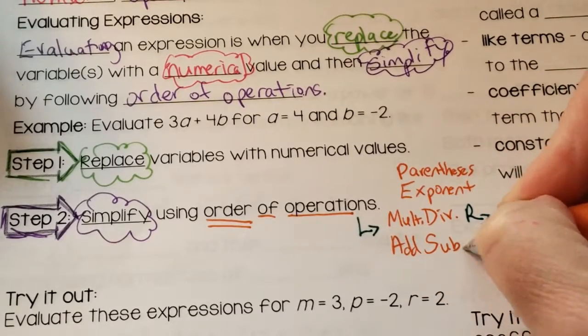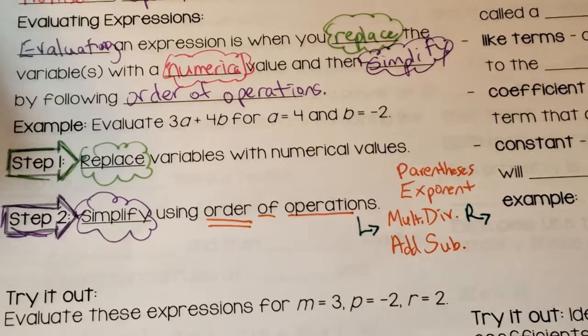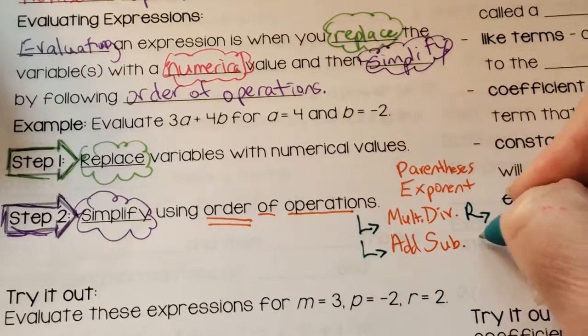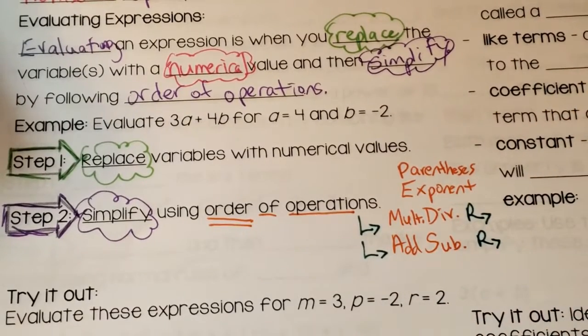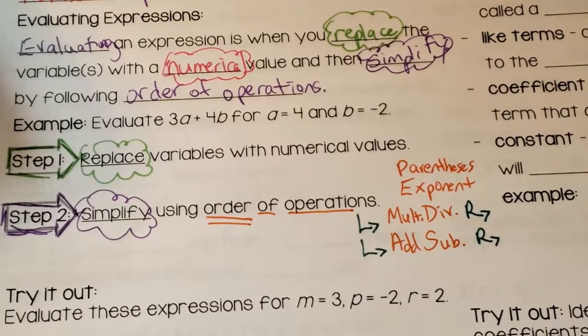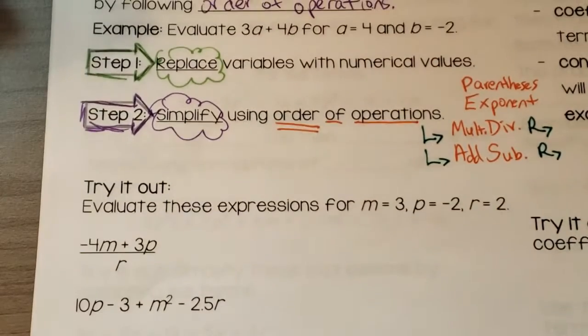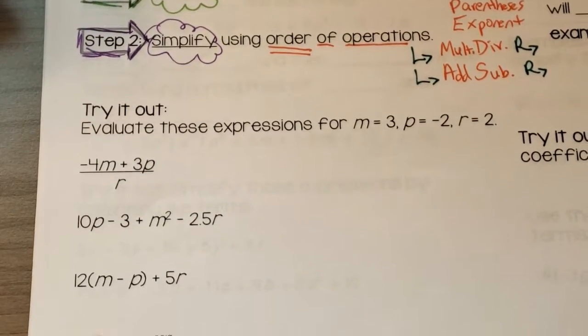Now again, adding and subtracting, kind of like multiplying and dividing, are really the same thing, just going forwards and backwards. So they also are something that you do from the left to the right, which again might mean subtracting gets done before adding. It's just whatever order it would come in from the left to the right. So now let's see how this would actually look in an example or two. So remember, our two steps are to replace, and then simplify. Replace the variables with numbers and then simplify.